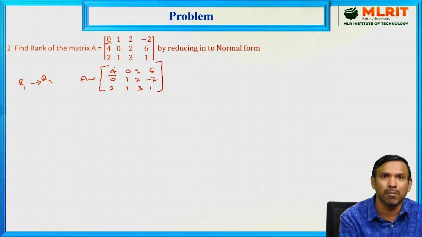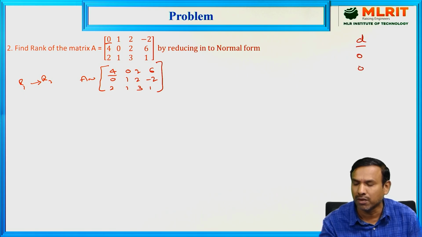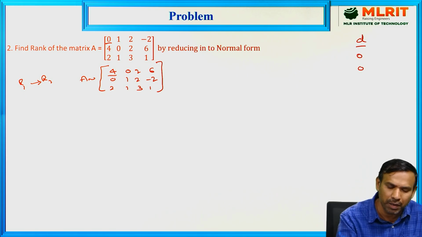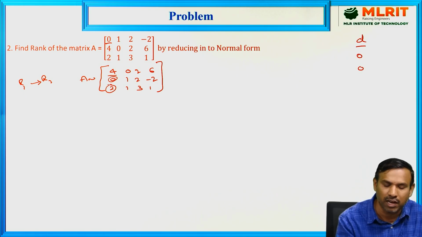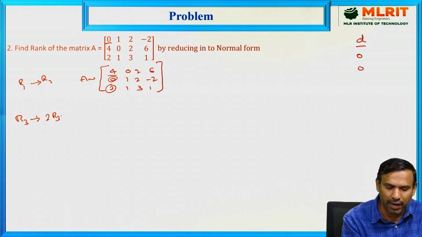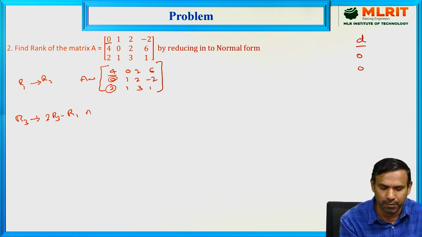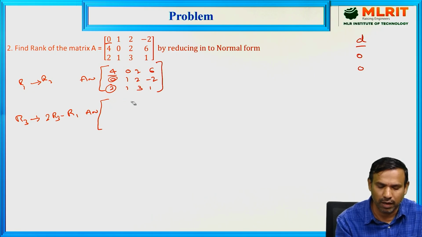With R1, make the element below 0. Same pattern: using the first diagonal element, make the two elements below 0. Okay, the R2 element is already 0. Which one do you have to make 0? The R3 element. So R3 implies 2R3 minus R1. R1 is 4. 2 times 2 is 4, minus 4 becomes 0. A small matrix, we can do it very easily: 4, 0, 2, 6.